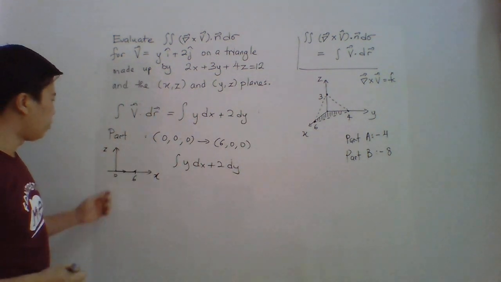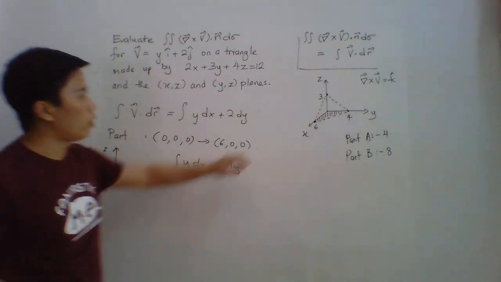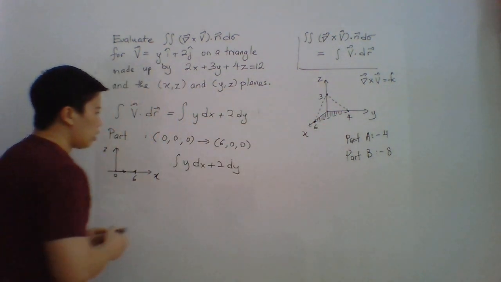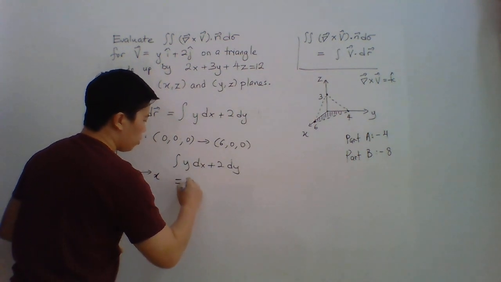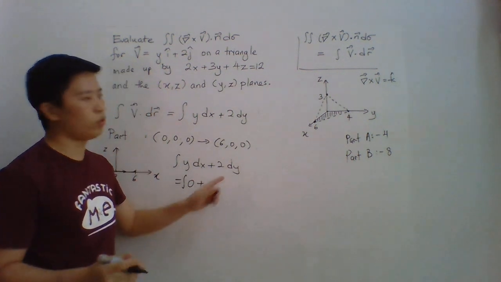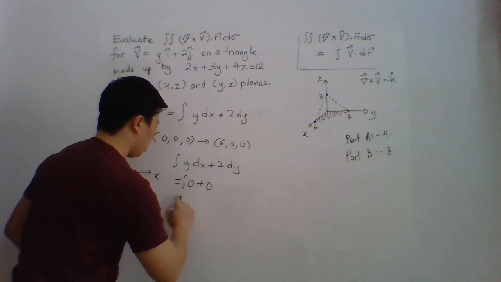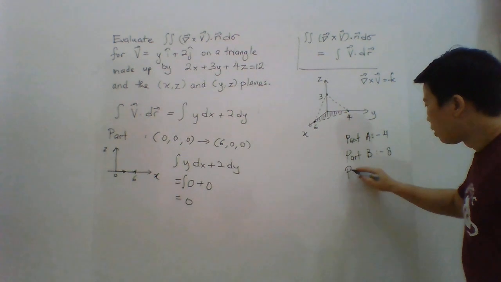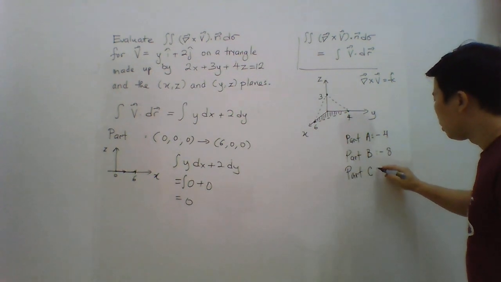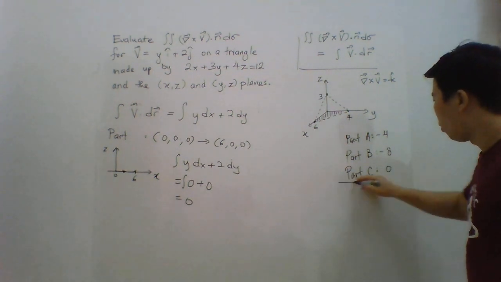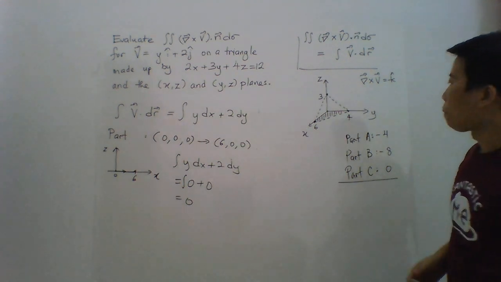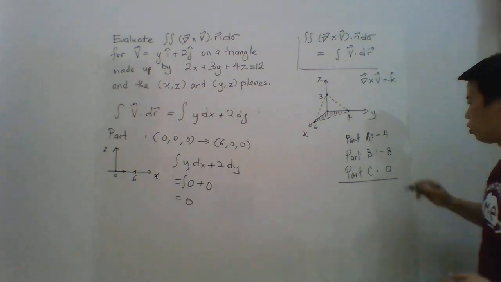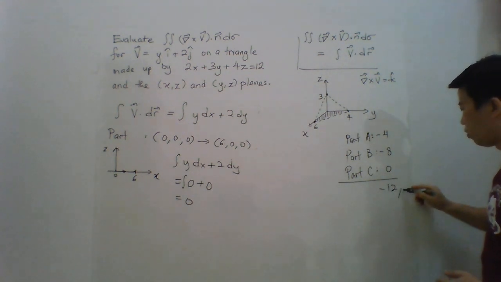Now you will see that my y is equal to 0 because I'm along this line, and along this line y is equal to 0. So this term is going to be 0, and dy is going to be 0 as well. So therefore this is 0. Okay, and this means my part C is 0. Therefore I want to take the line integral over this loop. So I have to sum up all the contributions. I will get negative 12.